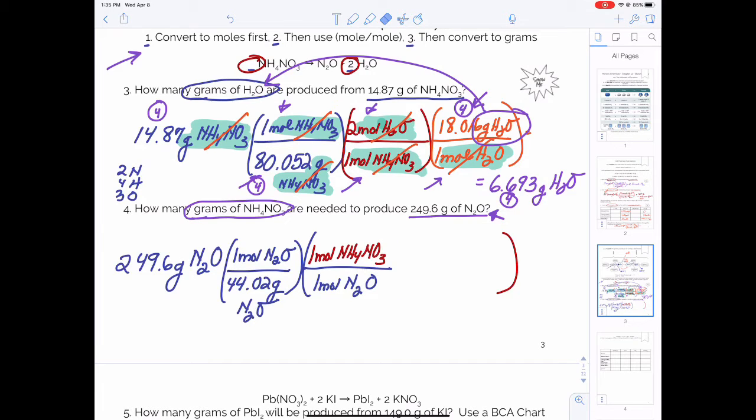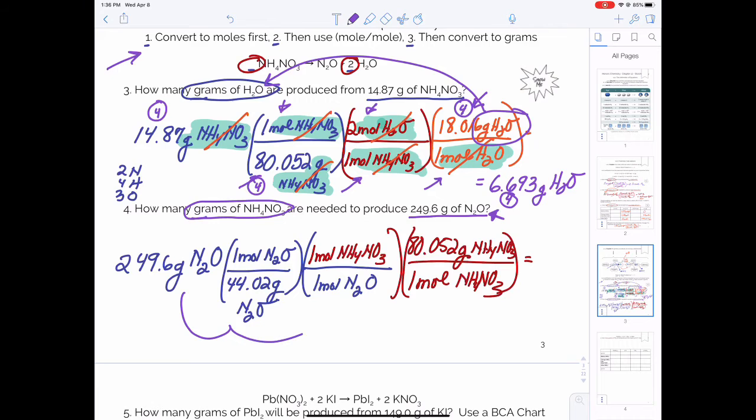1 mole of NH4NO3. And we already found the molar mass in the previous problem. That's that 80.052 grams. Plug this in my calculator, right? I just go from parenthesis to parenthesis to parenthesis. Multiply by the top, divide by the bottom. 4 significant figures. The number out front has 4 significant figures. All the numbers from the periodic table carry 4 significant figures. And I get 453.9 grams of NH4NO3.